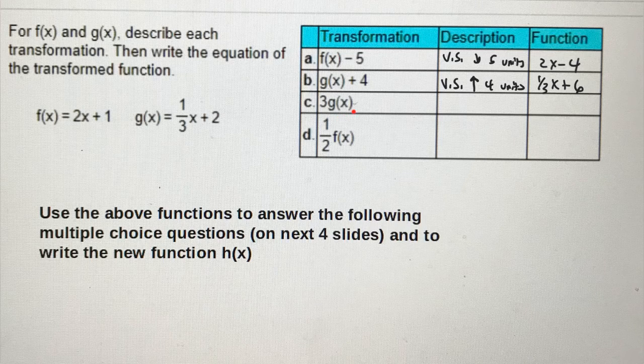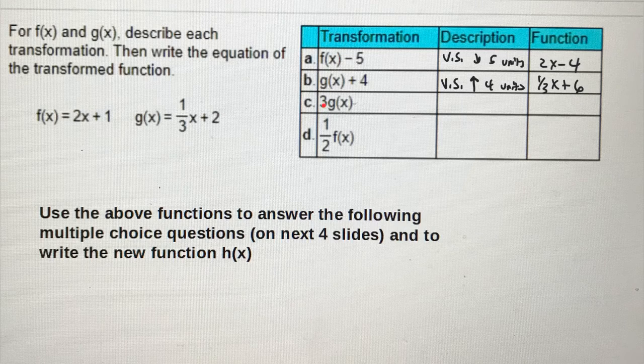So we have 3 times g of x. Okay, so that's anytime you have something that's being multiplied to the original function and it's out front, that's either a vertical stretch or a vertical compression, okay? Now, if it's a fraction like this, it's a vertical compression, okay? If it's a number, the absolute value of which is greater than 1, then it is a vertical stretch.